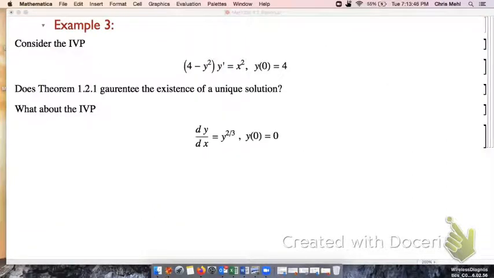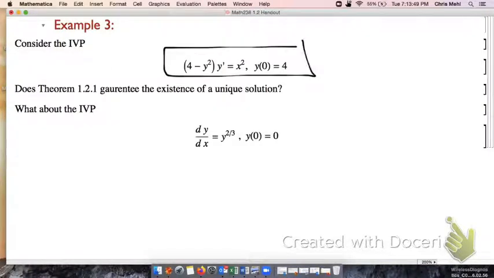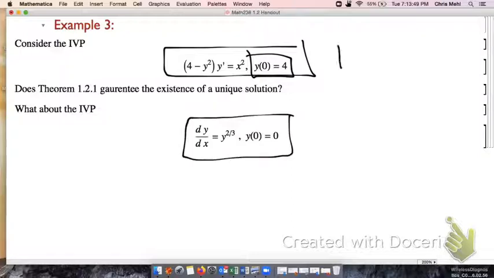Alright, so example 3, here's an initial value problem. It's a first order differential equation. To solve the initial value problem, since it's first order, you need one initial condition. I know the solution curve has to contain the point 0, 4, or in other words, y of 0 equals 4. Does theorem 1.2.1 guarantee the existence of a unique solution? What about the initial value problem dy dx equals y to the 2/3 with the condition that the origin has to be contained on the solution curve? Let me call this initial value problem 1, and that's initial value problem 2.